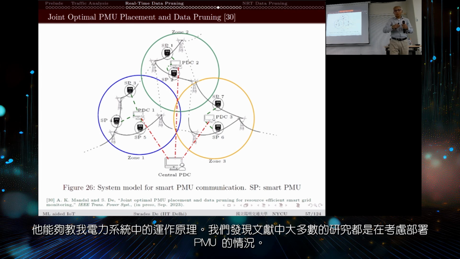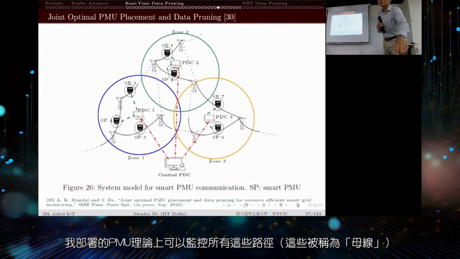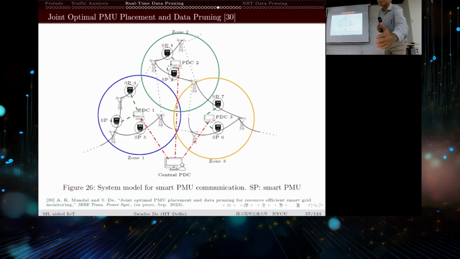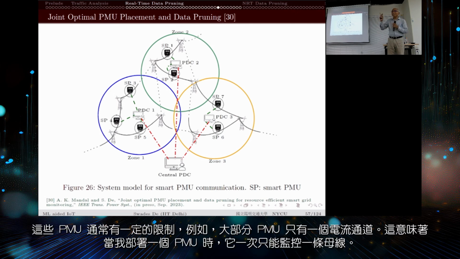when I deploy a PMU, so let's say I've deployed a PMU, and this is one path, this is another path, maybe this is another path. So I have deployed a PMU, and they implicitly assume that all these three paths, these are called buses, are monitored, which is not the case actually. These PMUs have limited current channels. Actually, normally a PMU comes with a single current channel.